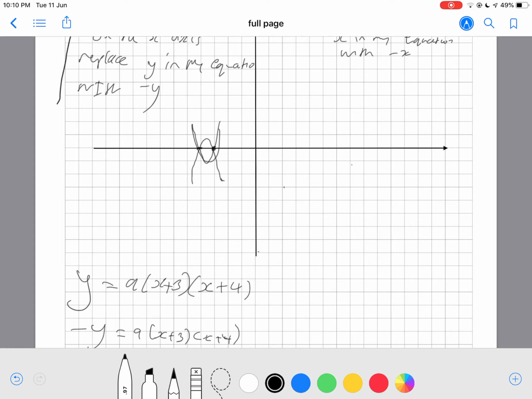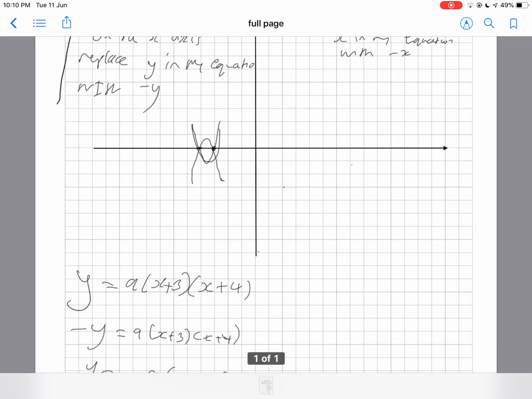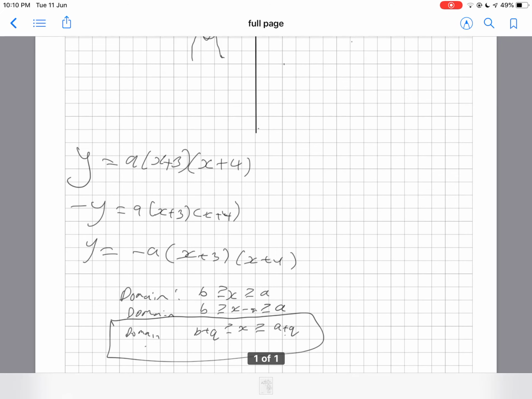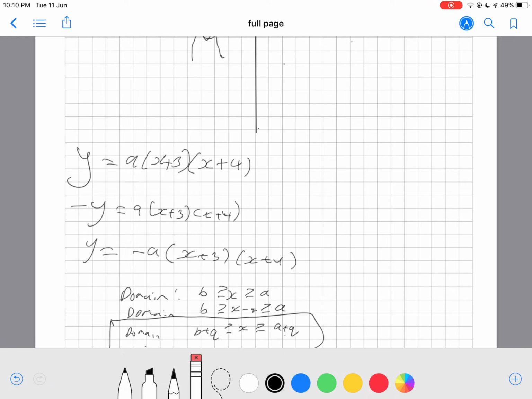So that will happen when it's reflected, okay? The positive parabola has become a negative parabola, but the x-intercepts are still the same, so you keep it as x plus 3, x plus 4. All you're changing is a to negative a. That's literally all you're changing, okay?